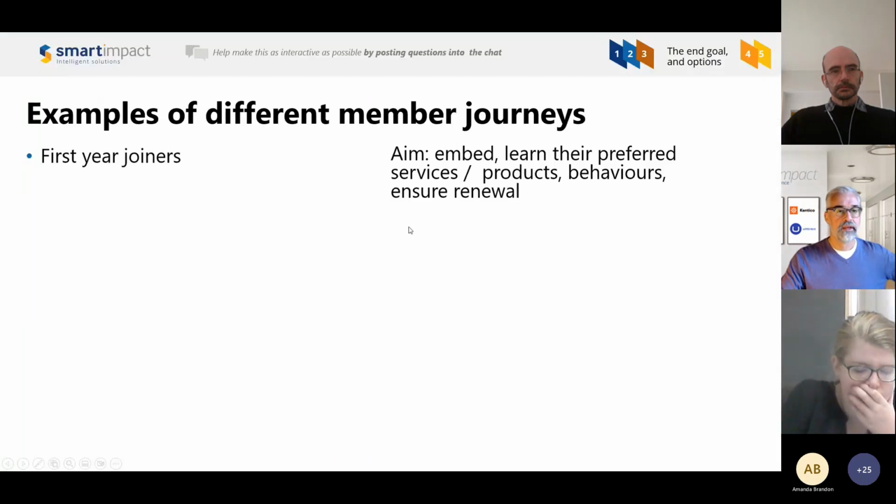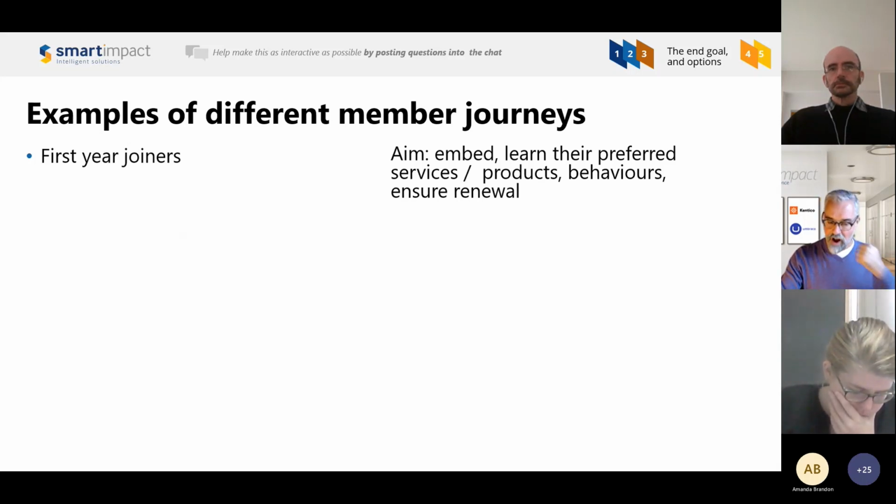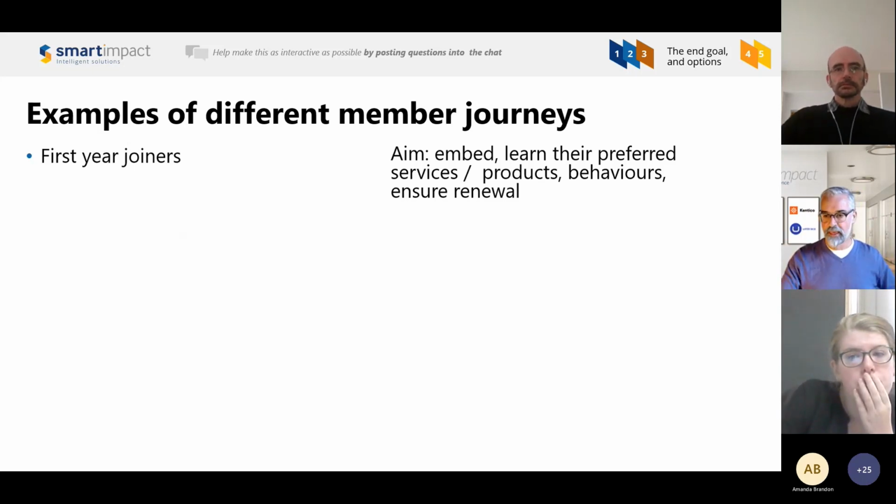So some quick examples of different joiners. It's so important to treat people differently. So first year joiners, embed them, do the things Alan talked about with RSA, learn what they are interested in, market what they're interested in back to them, get them to really use the benefits that you sell and you provide. So understand as much about them and fulfill them as much as possible.